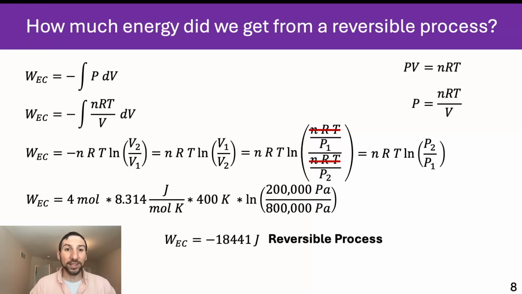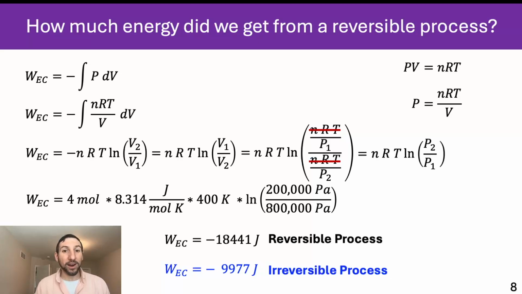Now, if you forgot, for the irreversible process, we had negative 9,977 joules. So the amount of work I got in the reversible process is almost double the amount I got in an irreversible process. And so this is where entropy starts coming into play, because we see that there's a theoretical amount of energy I could have gotten out, but there's a way lower amount that I actually get out of my system. And so entropy is going to play a role in this whole process. And this also shows us why that reversible and irreversible process matter, because there's a different amount of energy you can get out.